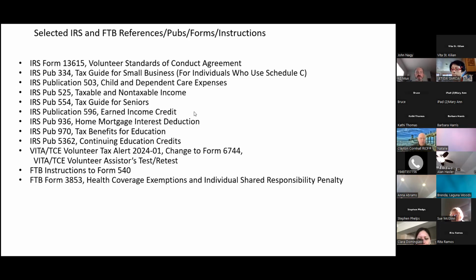The 596 talks about the federal earned income tax credit, also known as EIC. That publication has example after example after example. But typically, again, your 4012 will be your go-to document, but sometimes you've got to do a little digging.